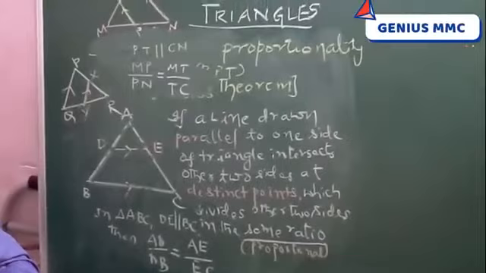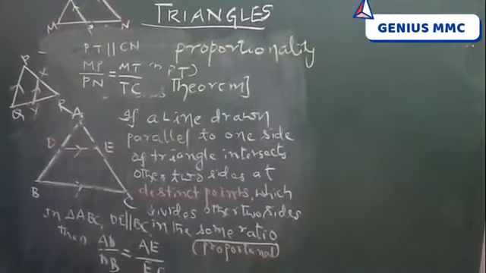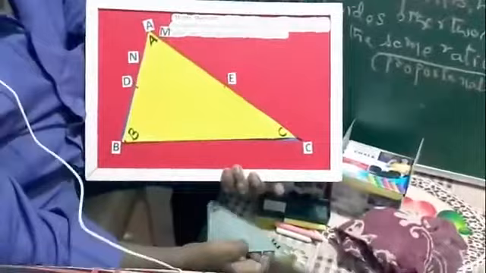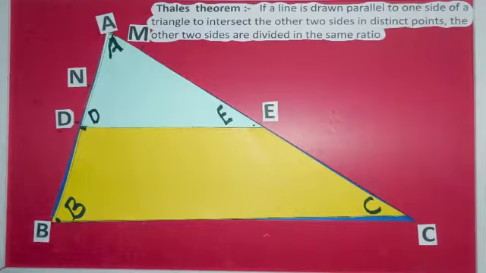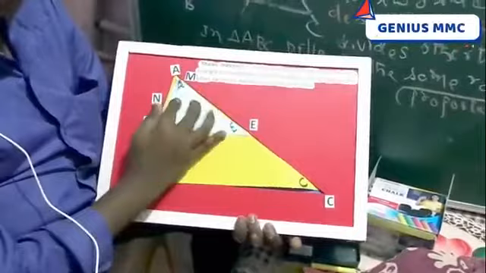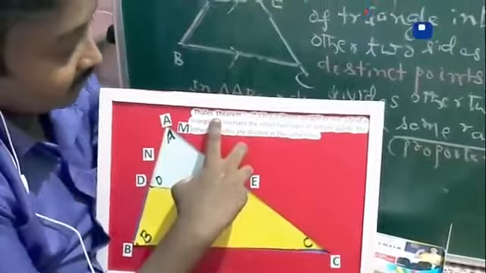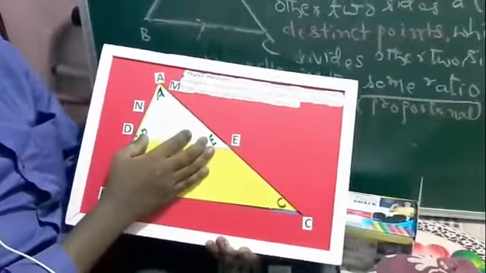So here one board is there. Next class we will explain the converse also. Today, next class we are going to prove the theorem. See, observe here, ABC is a triangle. Here the given points are distinct points. See, drawn parallel. After drawing the parallel, observe the two sides AD by DB and AE by EC. So this is called Thales' theorem, the basic proportionality theorem or BPT. If a line is drawn parallel to one side of a triangle to intersect the other two sides in distinct points, then the other two sides are divided in the same ratio or proportion.